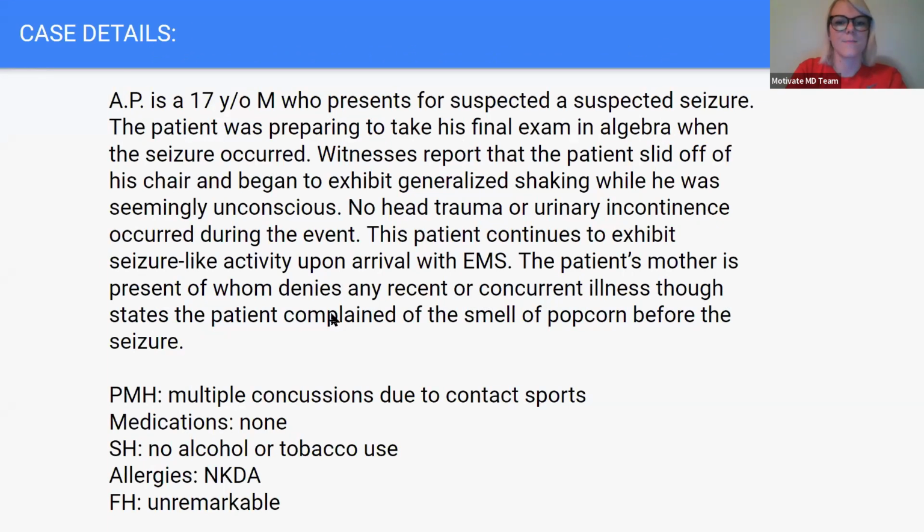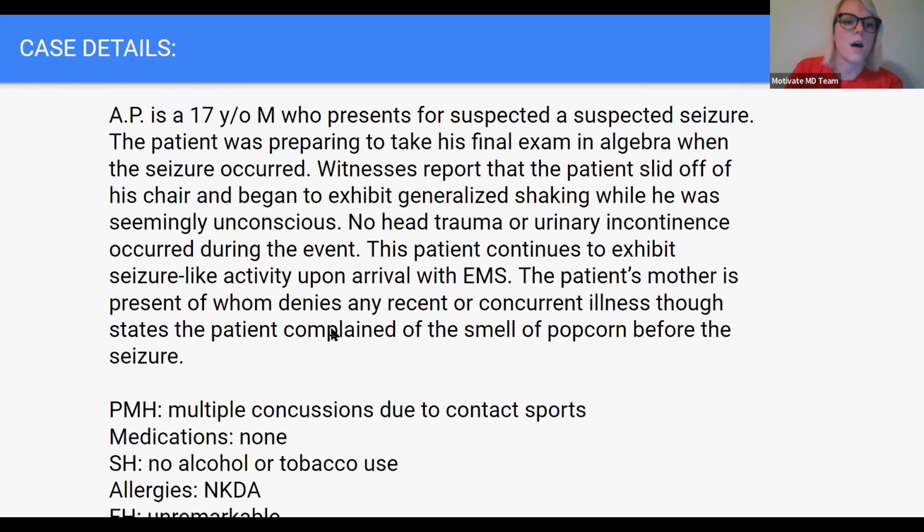All right, so here's our case. Basically, so let's read this out. So we have AP, a 17-year-old male who's presenting for a suspected seizure. The patient was preparing to take his final exam in algebra when the seizure occurred. Witnesses report that the patient slid off of his chair and began to exhibit generalized shaking while he was seemingly unconscious. No head trauma or urinary incontinence occurred during the event. The patient continues to exhibit seizure-like activity upon arrival with EMS. The patient's mother is present, who denies any recent illness or concurrent illness, though states that the patient complained of the smell of popcorn before the seizure.